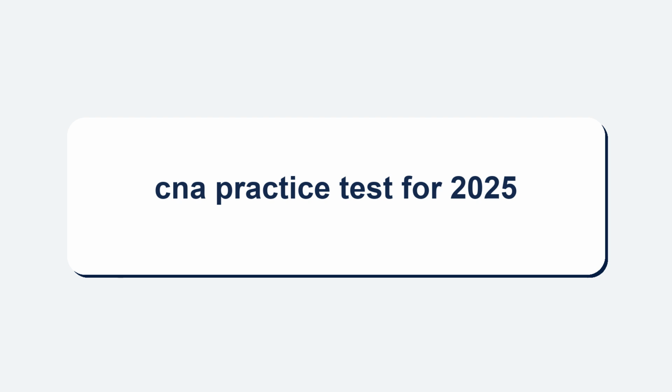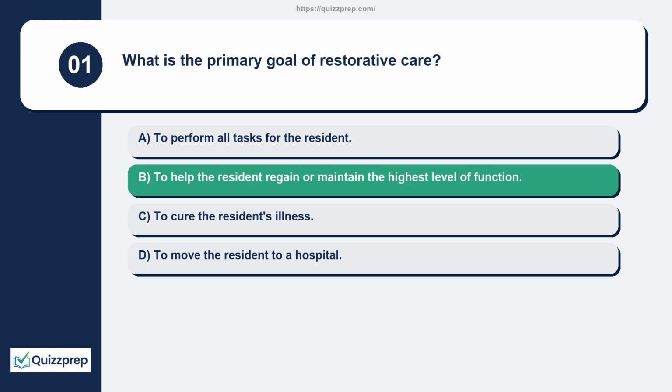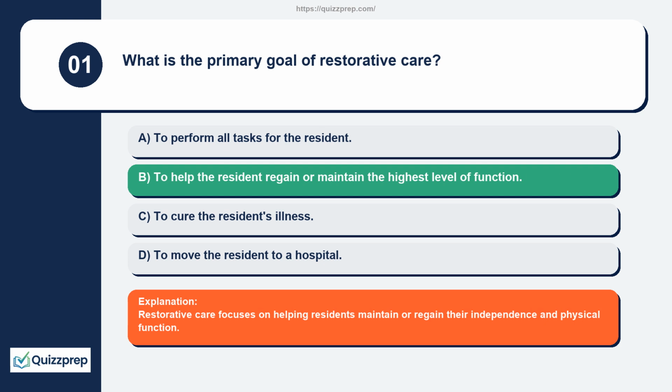CNA practice test for 2025. Question 1. What is the primary goal of restorative care? To perform all tasks for the resident. To help the resident regain or maintain the highest level of function. To cure the resident's illness. To move the resident to a hospital. Restorative care focuses on helping residents maintain or regain their independence and physical function.